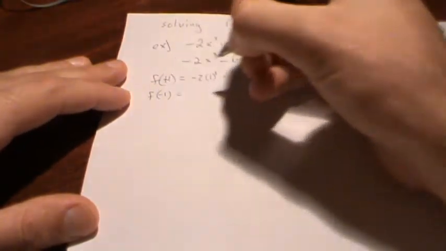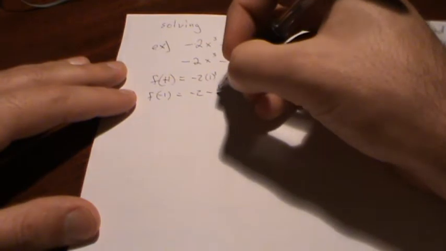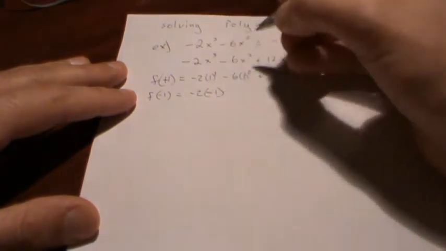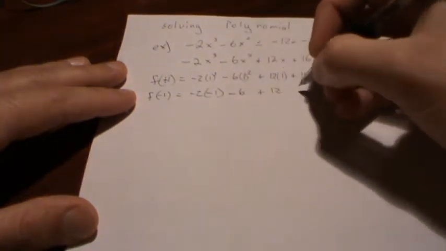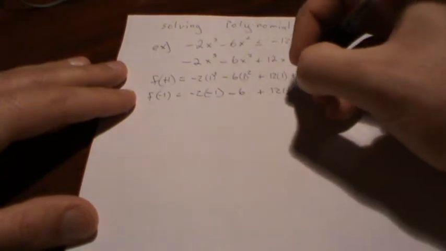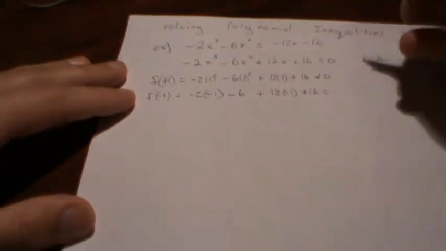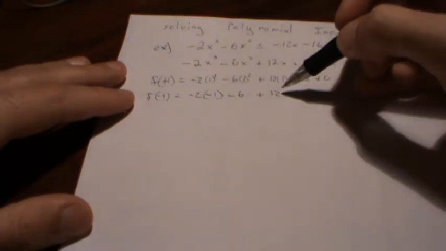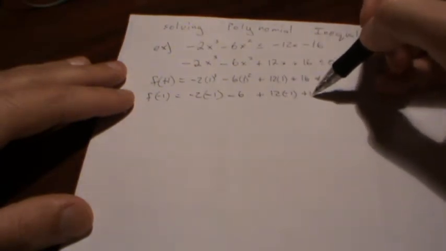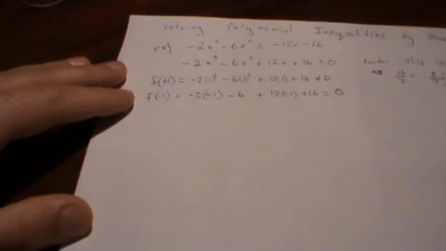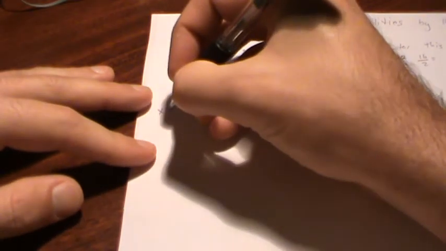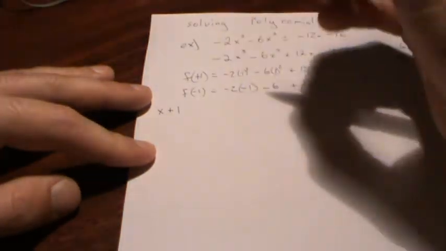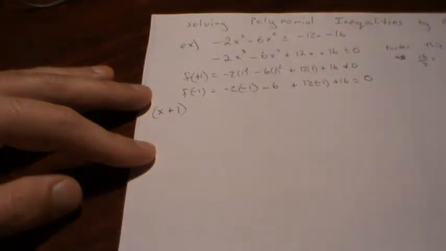f of negative 1. Negative 2 times a negative 1 to the third power, minus 6 plus 12. Now it's actually going to be a minus 12 plus 16. What is this equal to? I've got a negative 12 and a negative 16. A difference of 4. This actually looks like it's going to be 0. If that's the case, then my factor is x plus 1, as I used negative 1 there. Alright?